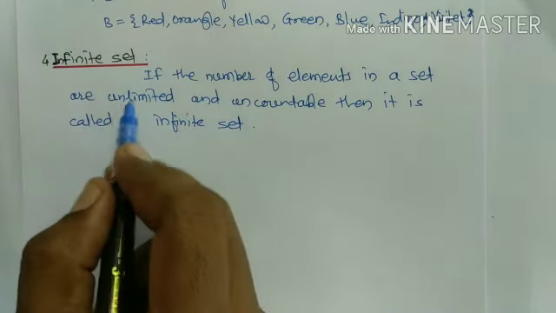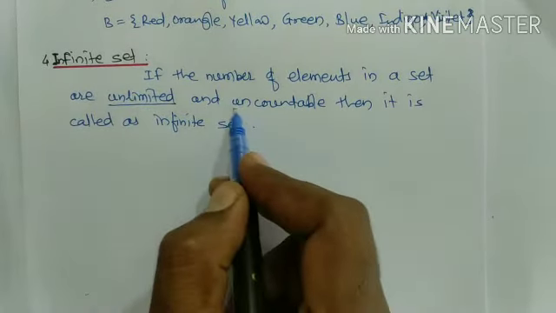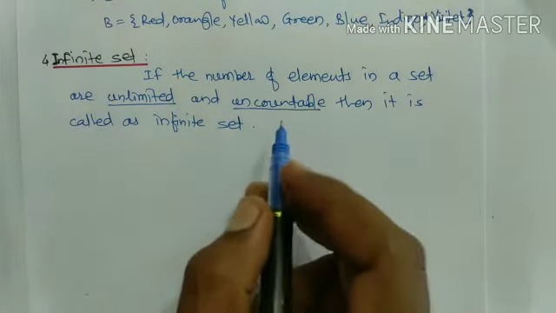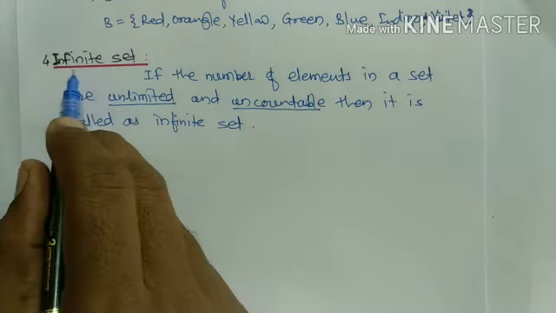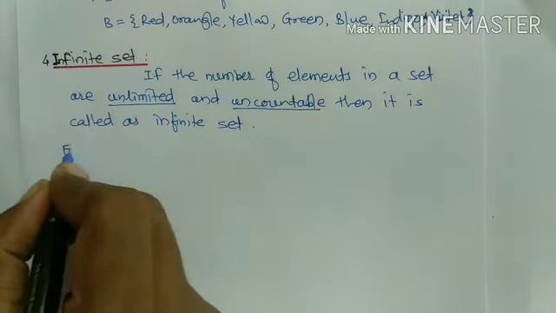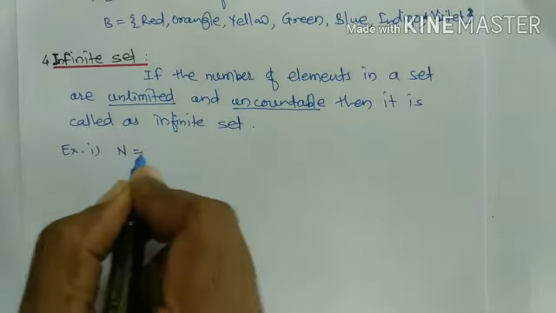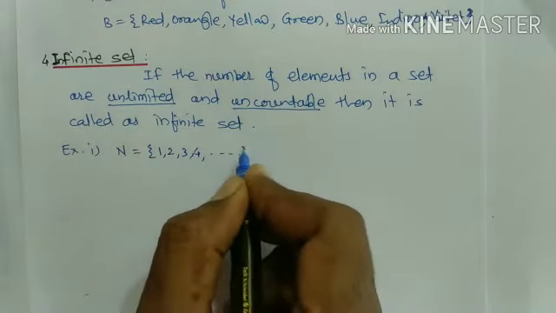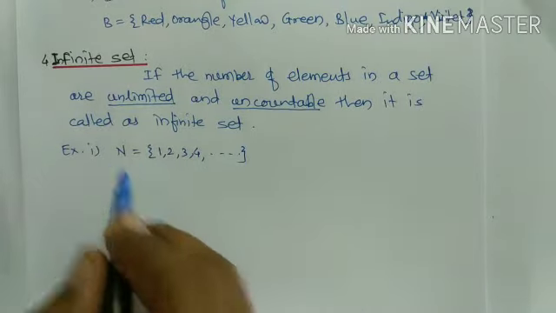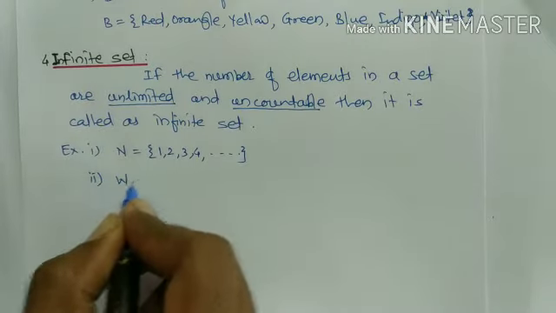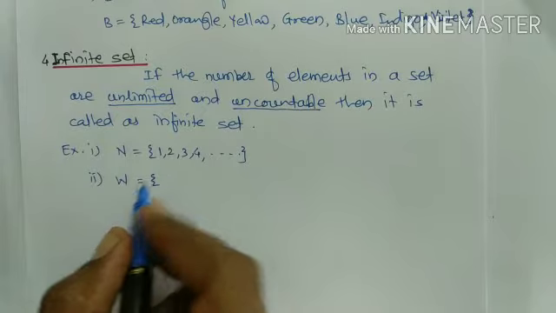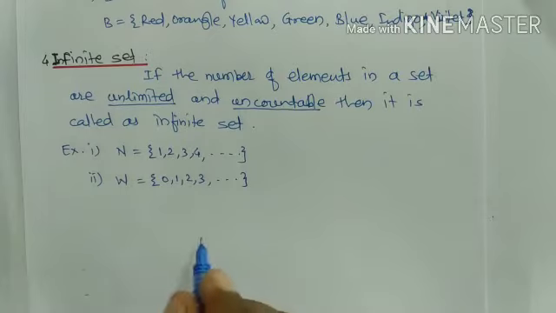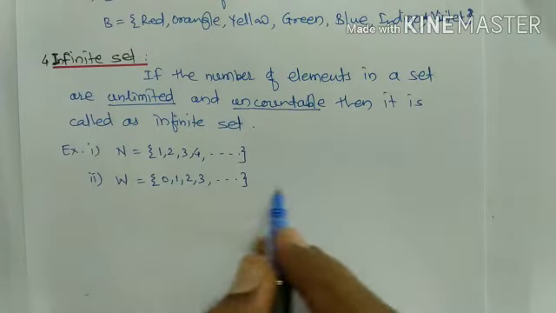That means a set whose elements are unlimited and uncountable, that is they are boundless and cannot be counted, then such type of set is called an infinite set. For example, N is the set of natural numbers. Now natural numbers are infinite, so it is an example of an infinite set. W, the set of whole numbers 0, 1, 2, 3. This is an example of an infinite set, because whole numbers are also infinite.